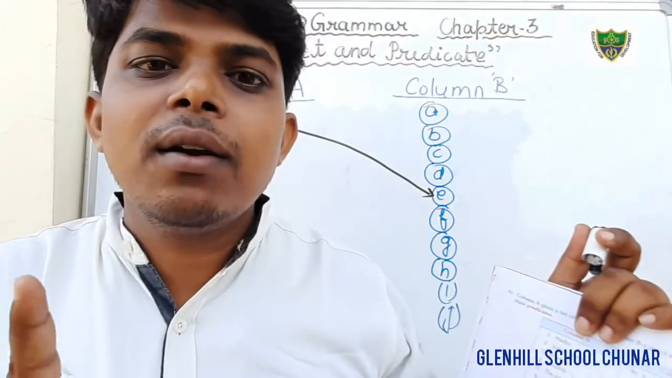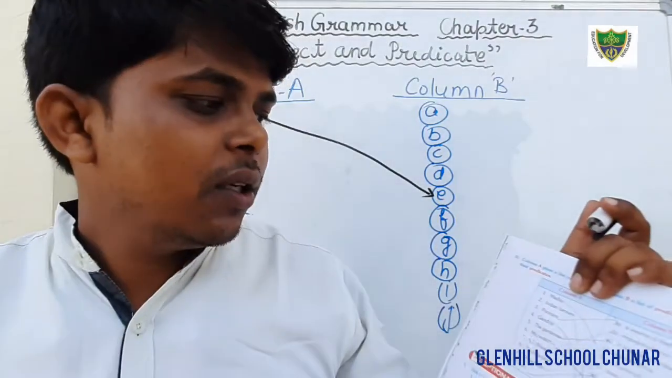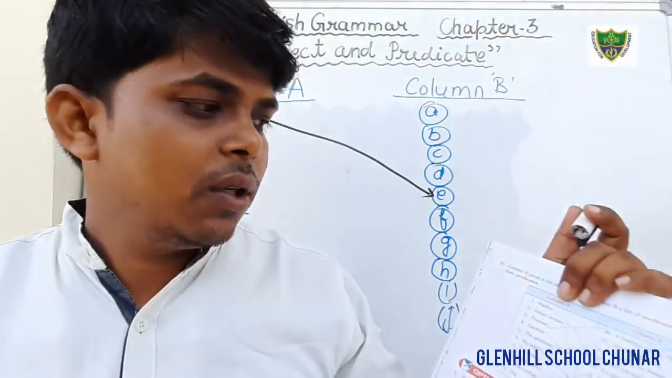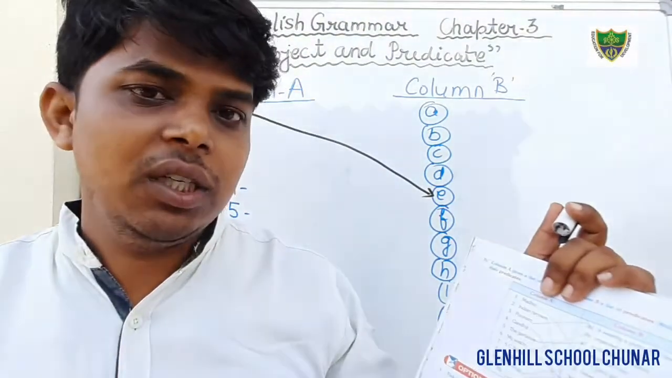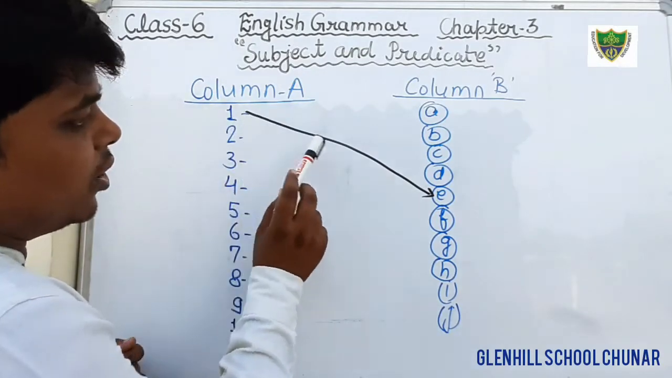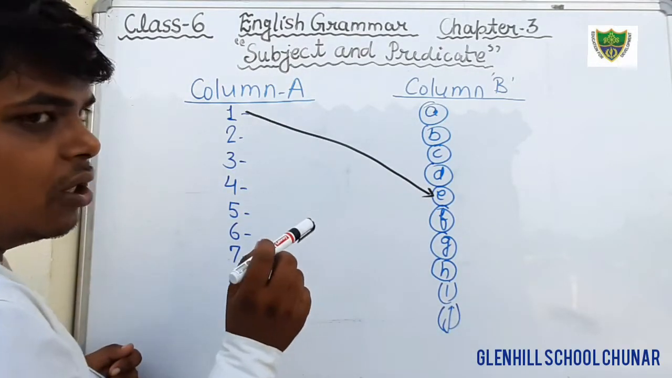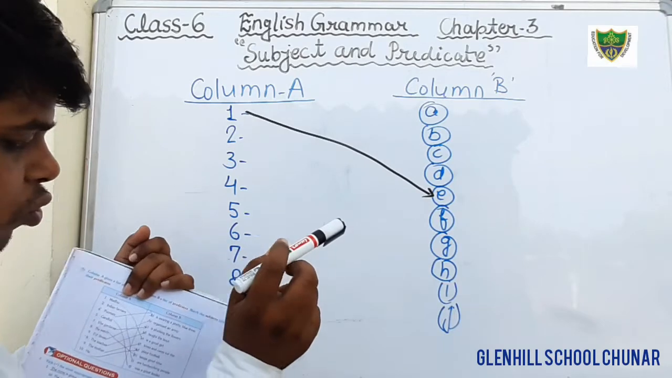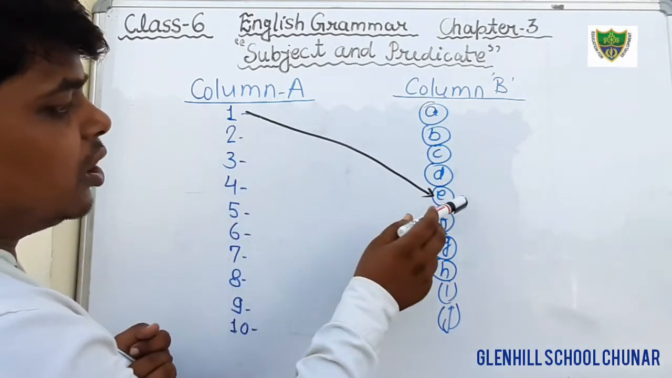Question number 1, match with the given predicate, that is E. Okay, so we will match it with E. The first one you will match with E. What is E? Is a good girl. Okay, Madhu is a good girl.